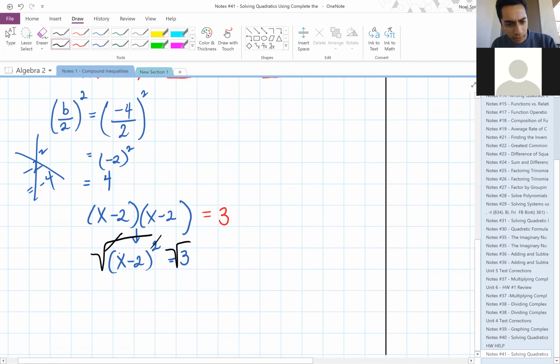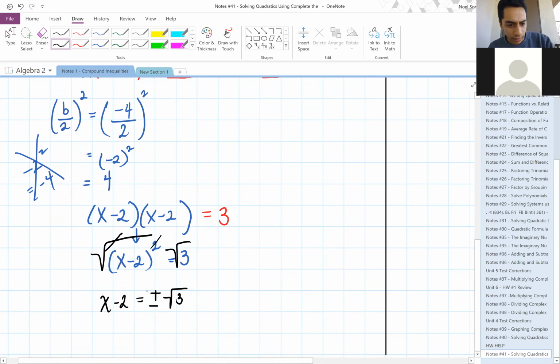Square root, you're going to get x minus 2. Okay. On the right side, remember that square root of 3 does not simplify. Do not change it to a decimal. Leave it as the square root. But because you are solving a quadratic, that means you need 2 solutions. Don't forget to bring down the plus or minus. Okay?